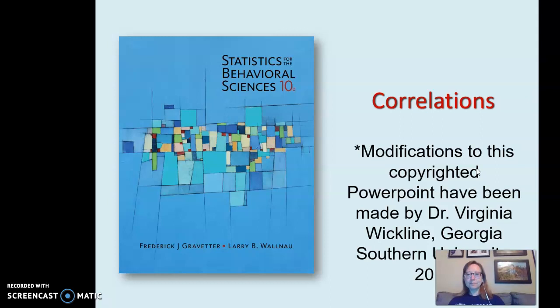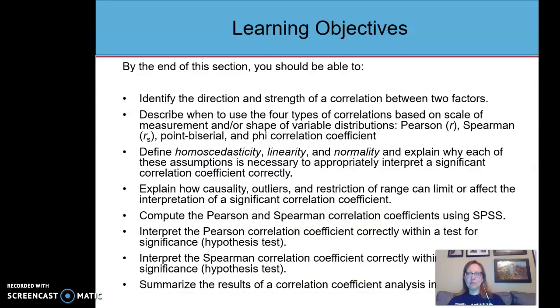And we want to remember that by the end of the time with correlations, we should be able to do these kinds of things. We should be able to identify the strength of correlations between factors, and describe 4 types of correlations that we can use to look at the relationship between variables: Pearson, Spearman, point biserial, and phi correlation coefficient. Although we're only going to learn how to calculate Pearson and Spearman, I want you to know that other kinds are out there. We'll talk about the assumptions of correlations.